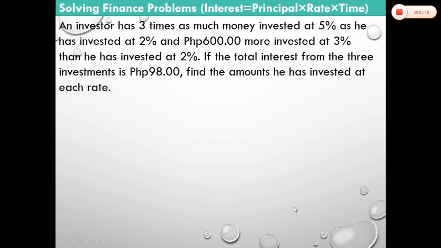An investor has 3 times as much money invested at 5% as he has invested at 2%, and 600 pesos more invested at 3% than he has invested at 2%. If the total interest from the 3 investments is 98, find the amounts he has invested at each rate.